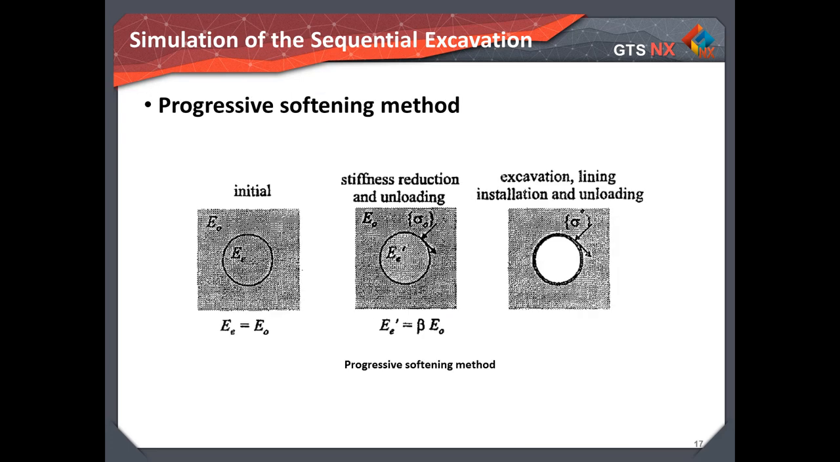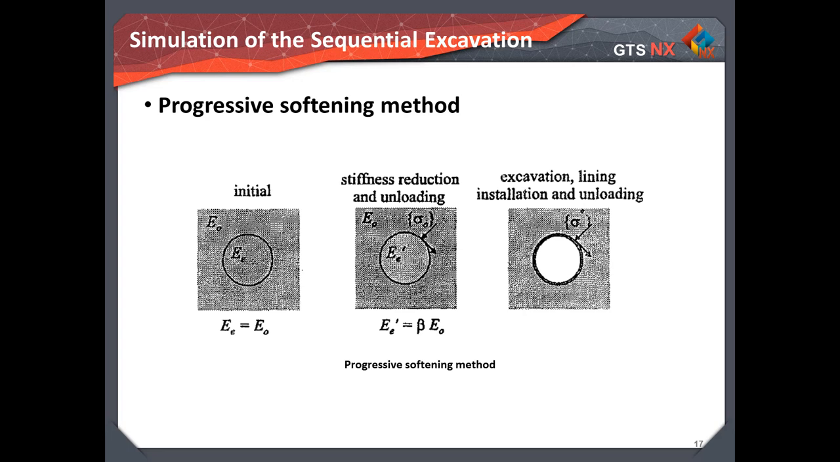A method termed progressive softening was developed for the modeling of NATM or sprayed concrete tunneling. The soil within the heading is softened by multiplying the soil stiffness by a reduction factor beta. The effects of the softening are evident when excavation forces are applied to the boundary of the future tunnel.